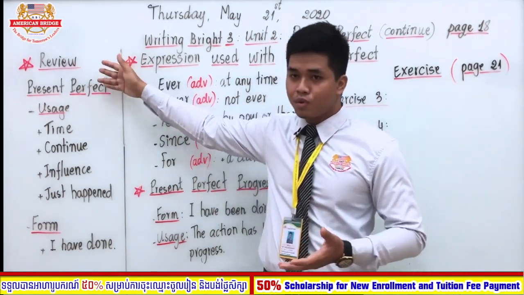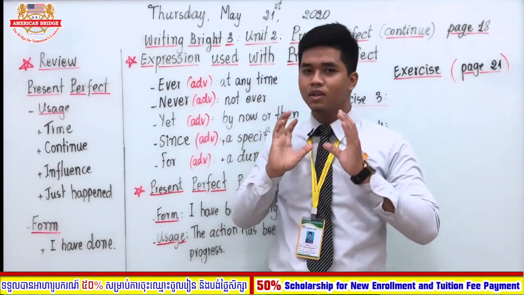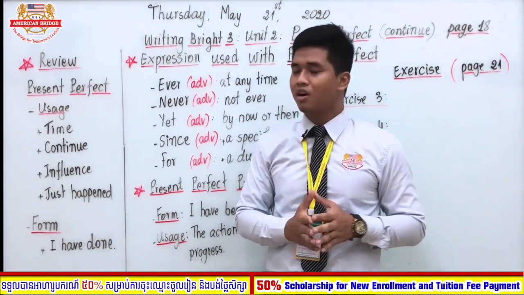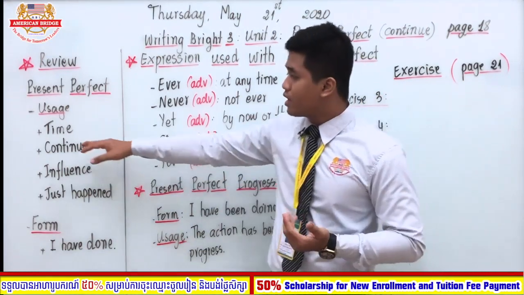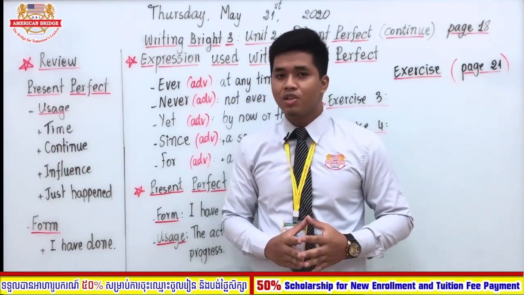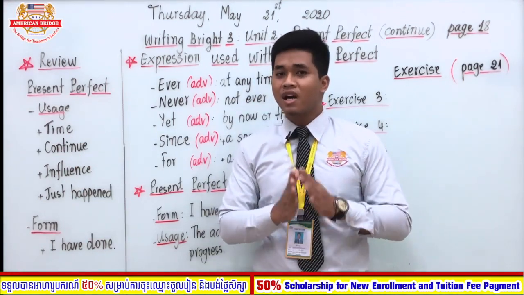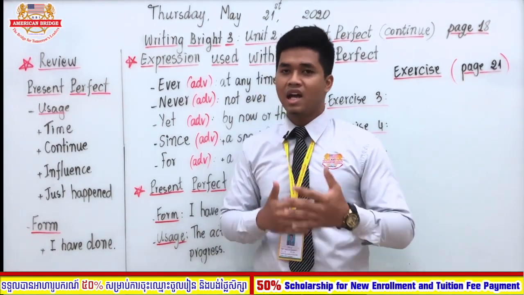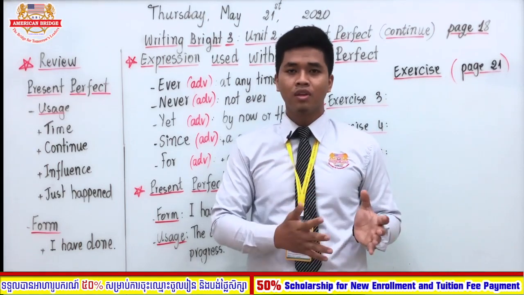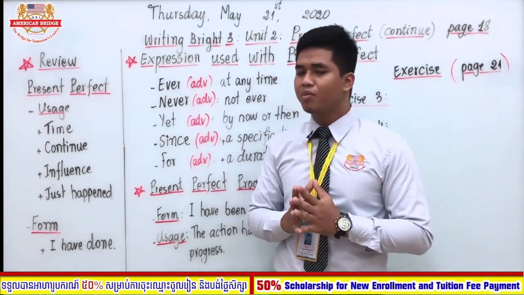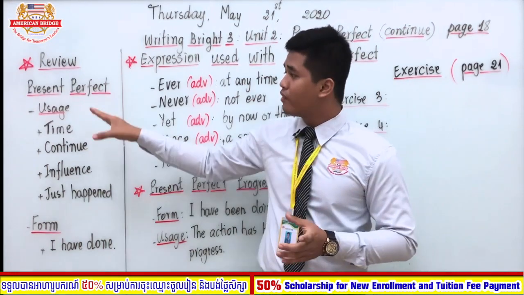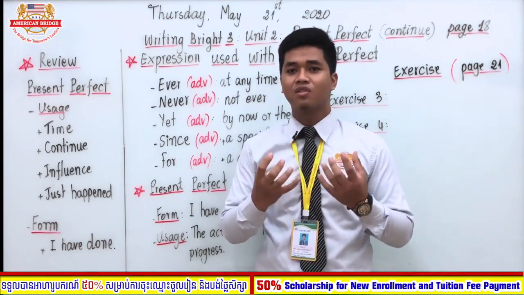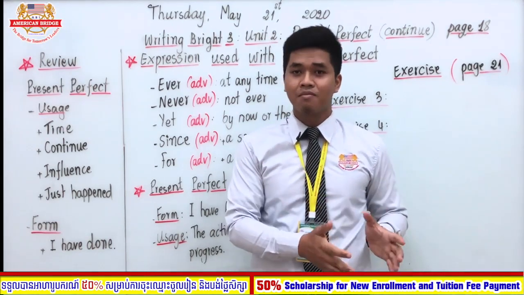Here I have the review. I'm not going to talk in detail about this, but just to remind all of you of the simple usages of the present perfect. Let's look at the time. When we use present perfect, we use it to talk about an unspecific time in the past, which means some situation that happened in the past, but we don't know when. That is why some people think present perfect is used to talk about experience, because they mainly focus on the situation rather than the time.